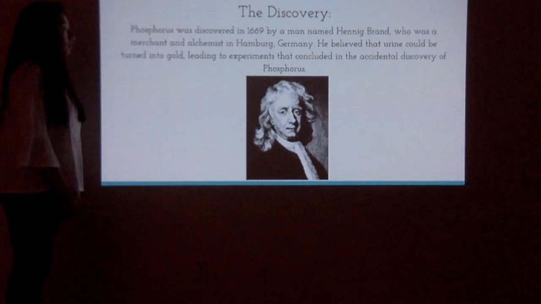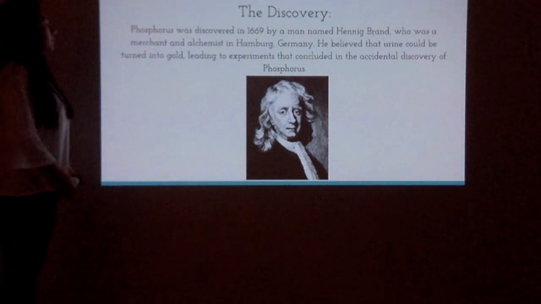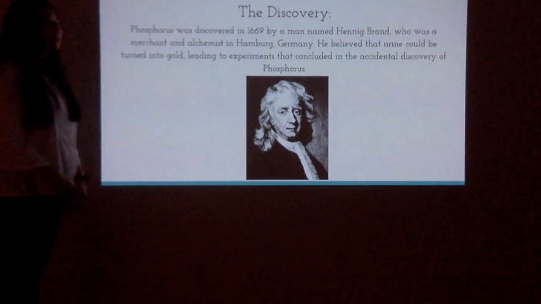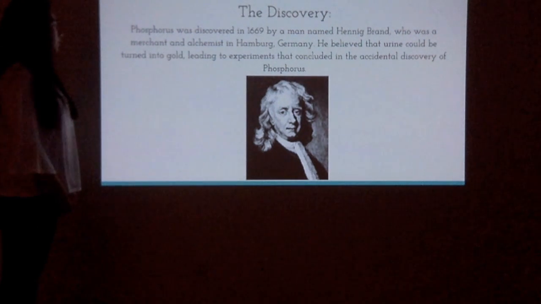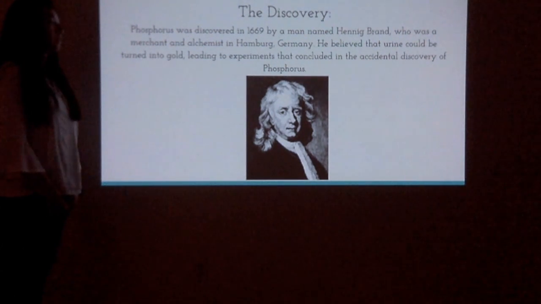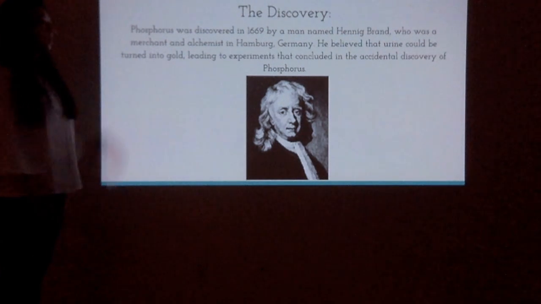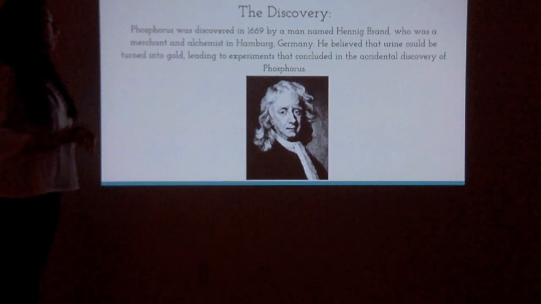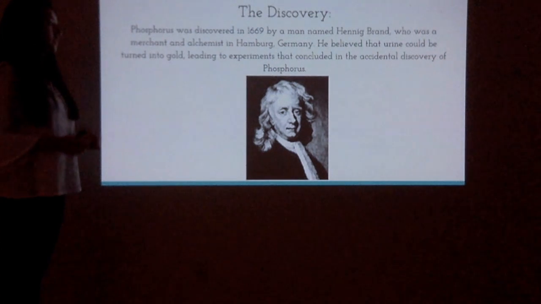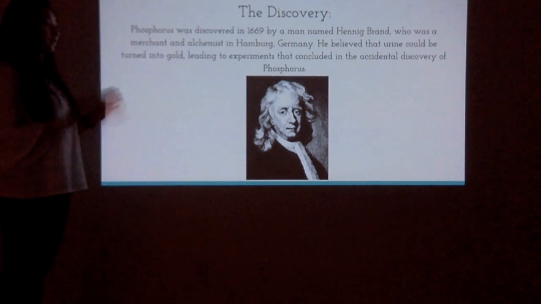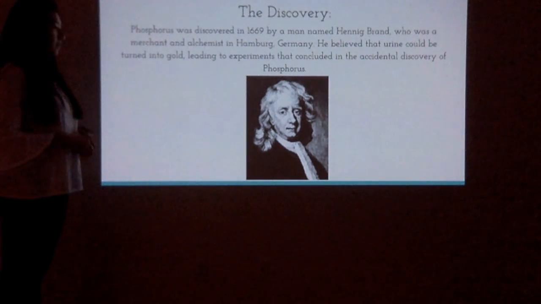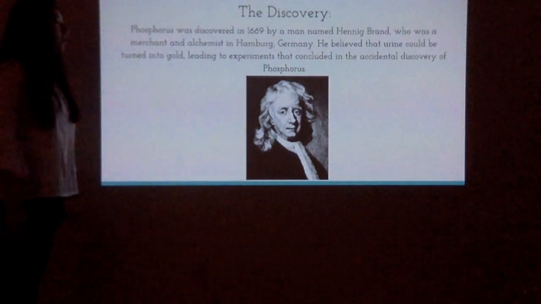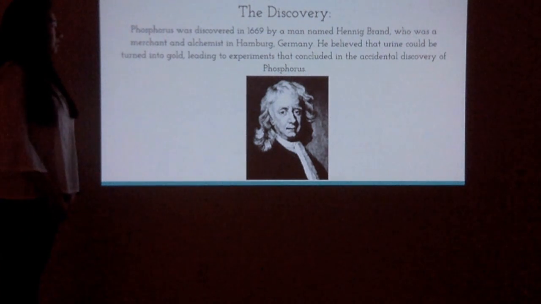So now we're on to the discovery of phosphorus. Phosphorus was discovered in 1669 by a merchant and an alchemist in Hamburg, Germany named Hennig Brand. He thought that urine could be turned into gold, leading to his experiments that led him to the accidental discovery of phosphorus.